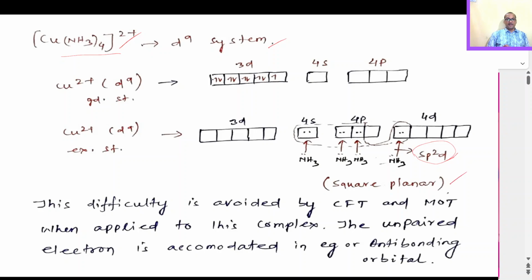So this difficulty is avoided by CFT and molecular orbital theory when applied to this complex, and the unpaired electron is accommodated into the eg, that is the antibonding orbital.